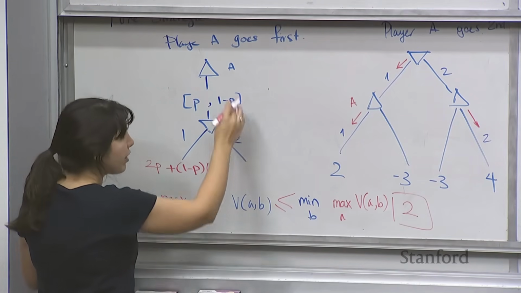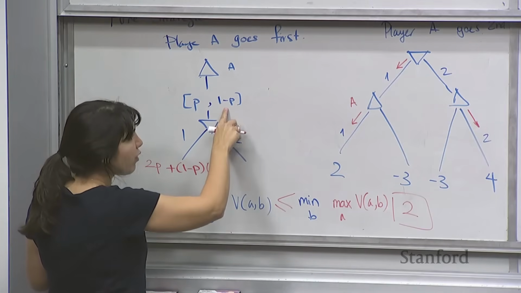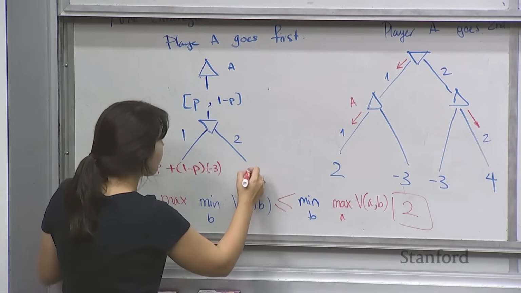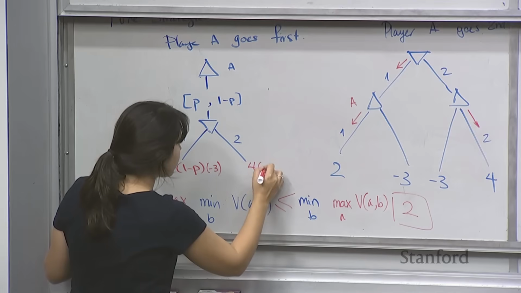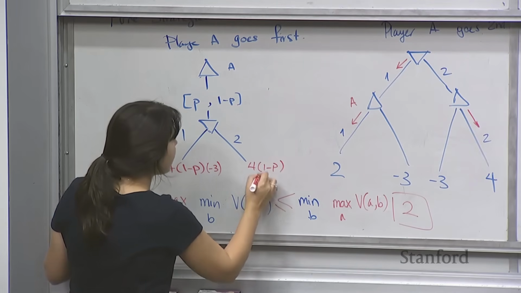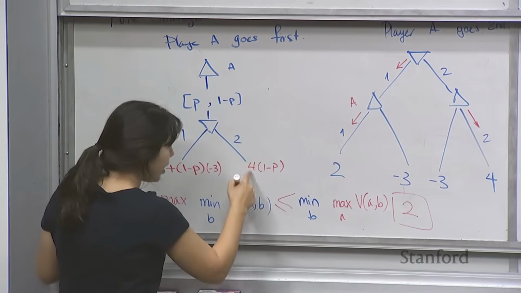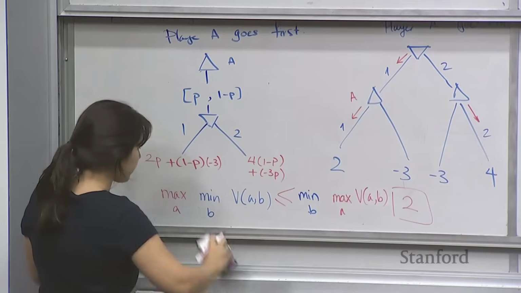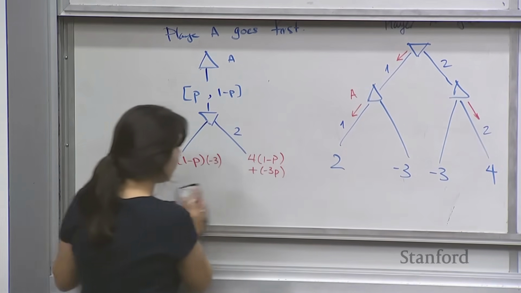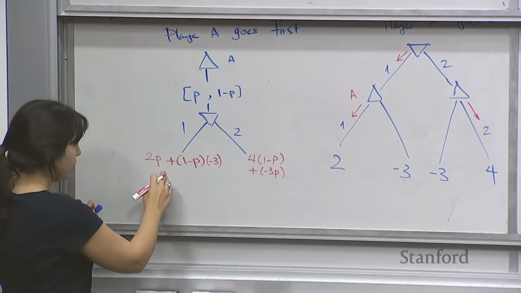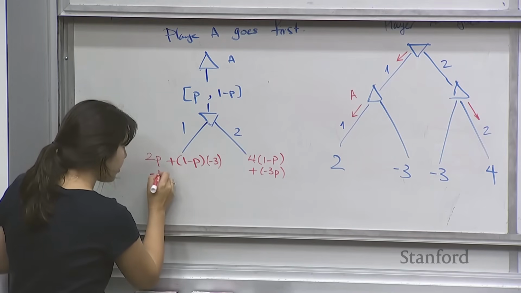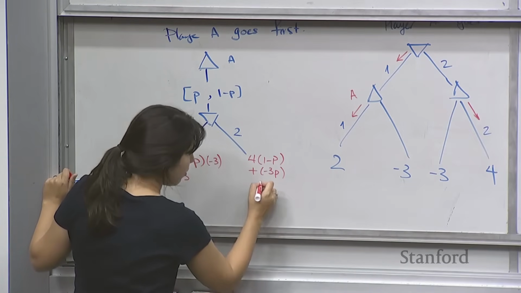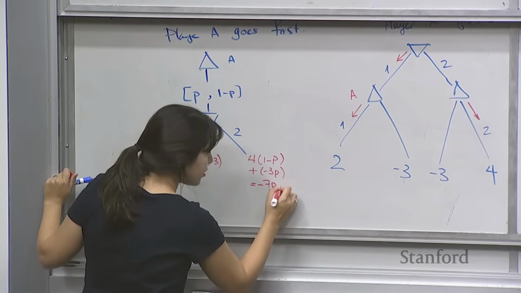Okay? And then for this side, with probability 1 minus P, A is going to show 2. If I am going to show 2, then I'm going to get 4. So it's 4 times 1 minus P. And with probability P, this guy is going to show 1, I'm going to show 2. So that is minus 3. All right, so what are these equal to? So this is equal to 5p minus 3. That is equal to minus 7p plus 4.